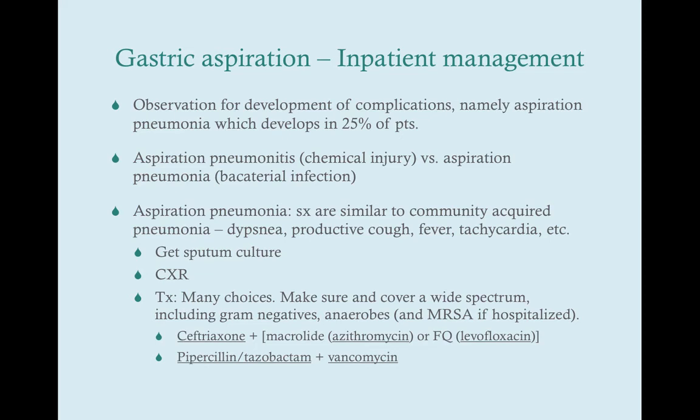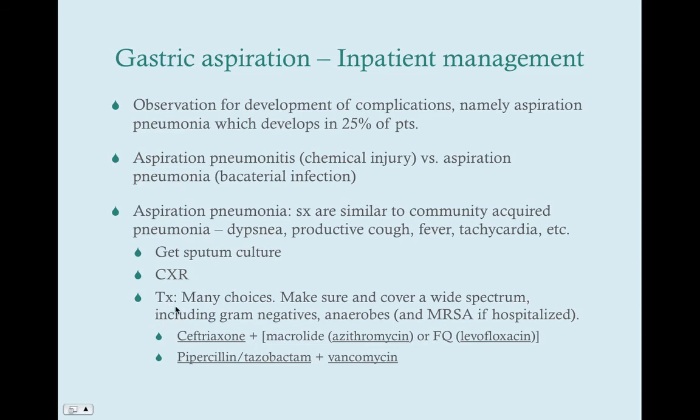So the things that you're going to do if you suspect aspiration pneumonia: first, you're going to get a sputum culture, because that's going to be the most helpful as far as making a definitive diagnosis. Secondly, you're going to want to get a chest x-ray. That's going to be your first step, actually. Chest x-ray is always the best initial step in making the diagnosis of pneumonia. So a chest x-ray is the best initial step. Sputum culture will be the most accurate test.